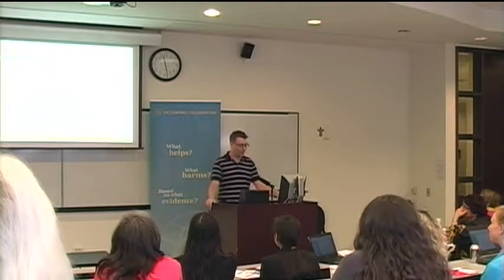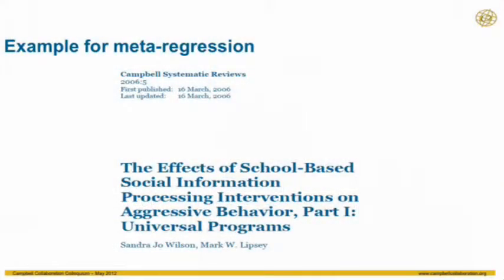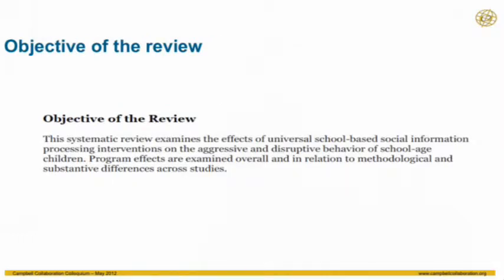I'm going to quickly go through a very nice example of how to do meta-regression and how to report it. So Sandra Jo Wilson and Mark Lipsey did a study on the effects of school-based social information processing interventions on aggressive behavior. There were two parts to this, and we're going to show some output from the first part anyway. The objective of the review was to examine the effects of universal school-based social information processing interventions on the aggressive and disruptive behavior of school-aged children. Program effects are examined overall and in relation to methodological and substantive differences across studies.